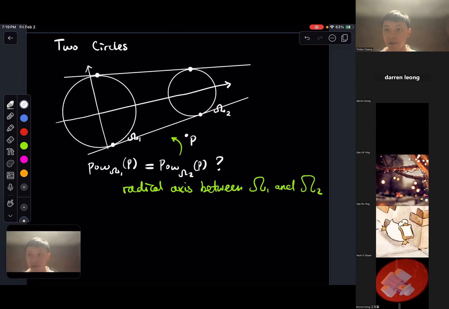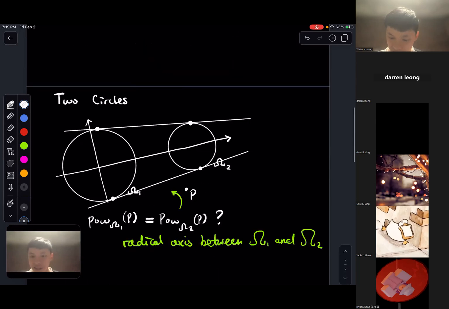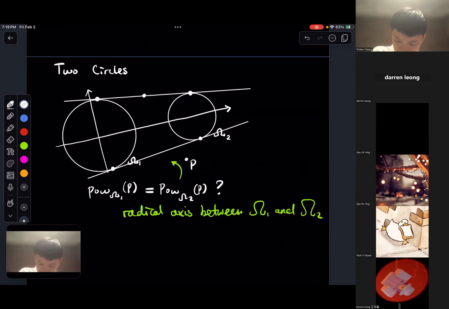Then the midpoint of the two tangents must lie on the radical axis because the power of the point is exactly equal to the tangent squared. In fact, we didn't say this just now, but basically, if you choose A and B to be right here, then the power is just PA times PB, which is the tangent squared. So midpoint, midpoint, that would be the radical axis.